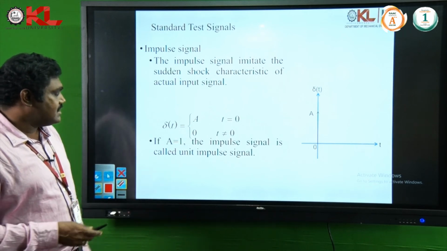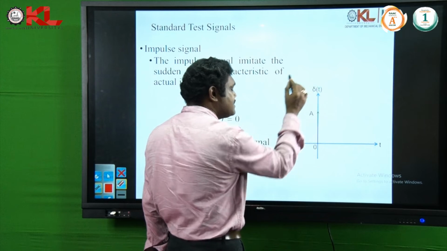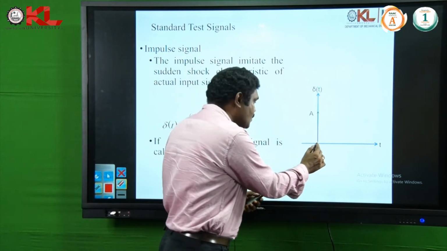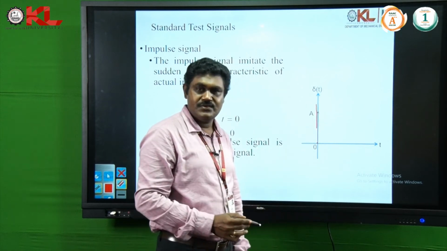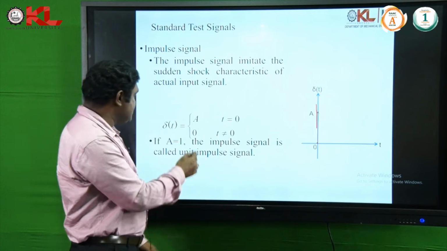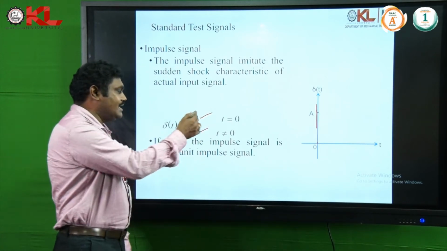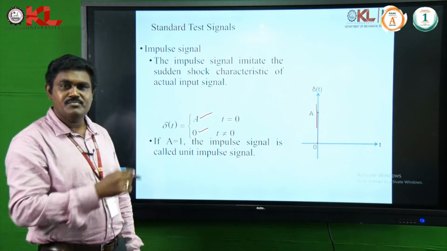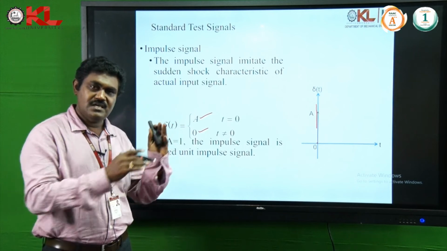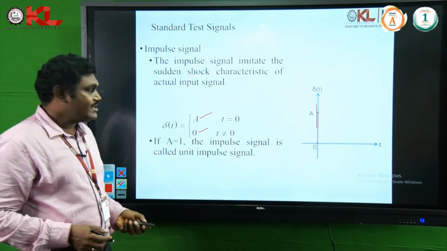Now, if you see here, time is taken on the x axis and delta t on the y axis. The sudden impulse: if t is equal to 0, it suddenly increases, and for the remaining time period it is 0. That is the indication of this: at t is equal to 0, delta t is A. So that is a sudden impulse taking place. Those signals are called impulse signals. Generally, in control systems, this is one of the signals we come across.